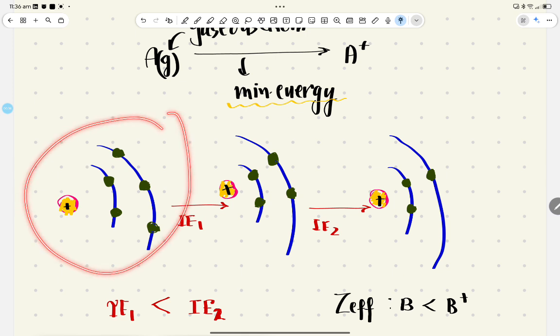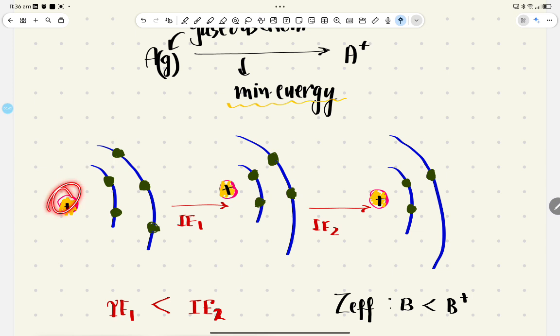Let's assume this is a boron atom, where it has 5 electrons and 5 protons in it. So this is going to be the nucleus. Now if we have to remove one electron, we'll require some energy, and that minimum energy required is your ionization energy 1, because for getting the first electron out, it's your ionization energy 1. Now your atom looks like this, and the energy that was required in this process was ionization energy 1.